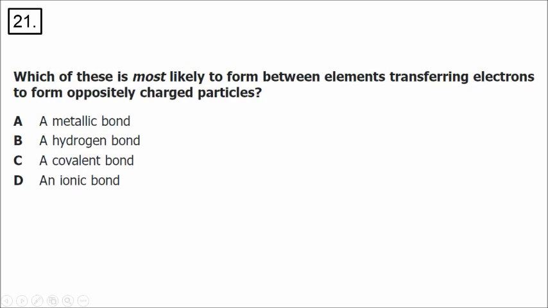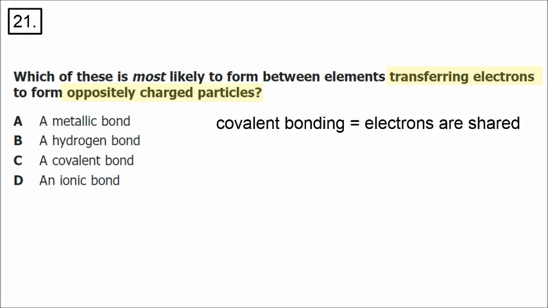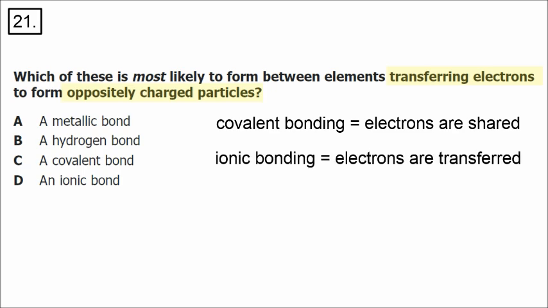Number 21, which of these is most likely to form between elements transferring electrons to form oppositely charged particles? Well, transferring electrons and oppositely charged particles are good hints to this particular type of bonding. If it was covalent bonding, then electrons are shared. Ionic bonding, electrons are transferred. So the correct answer is D, ionic bond.